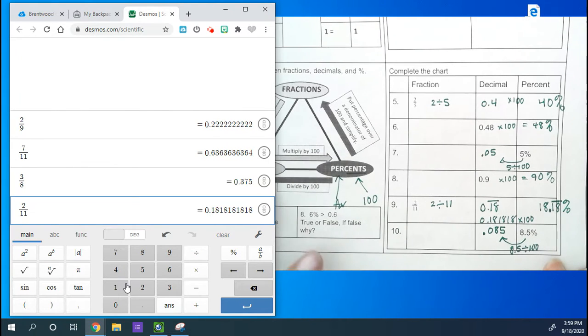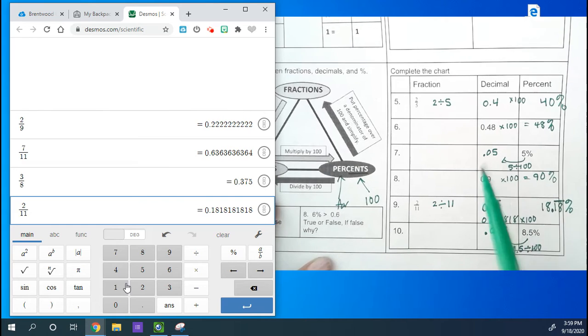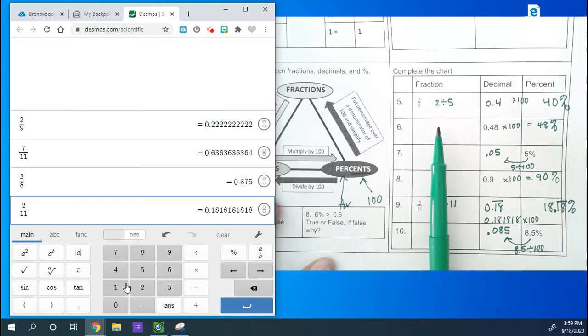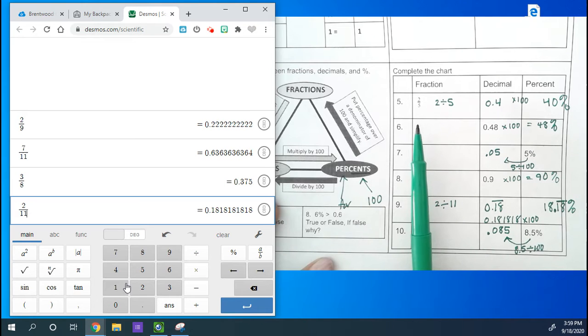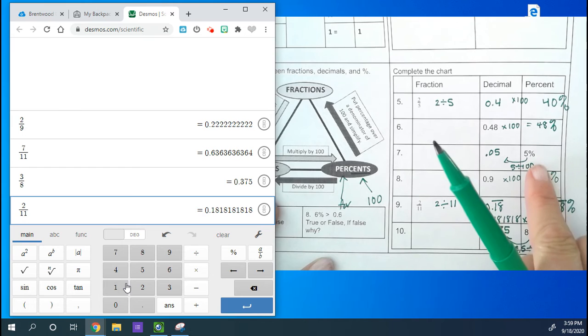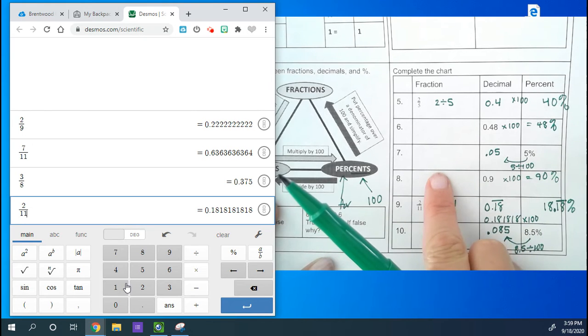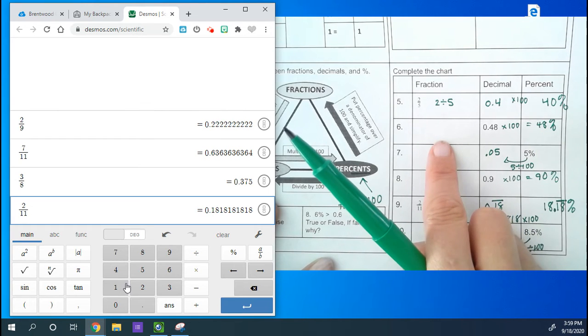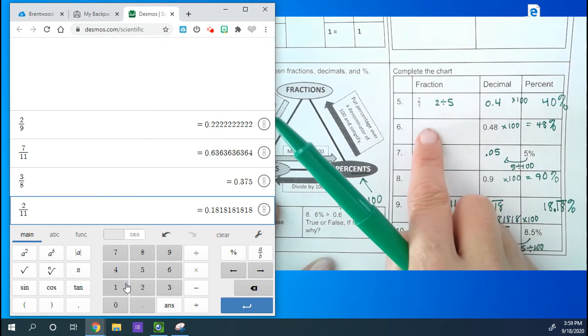Okay, our last skill that we need to learn is how to convert things from a decimal to a fraction. So to convert things from a decimal to a fraction, we write it how we read it and we reduce. Or we can say that from the percent to the fraction, I could put it over 100 and reduce, because percents are per 100.